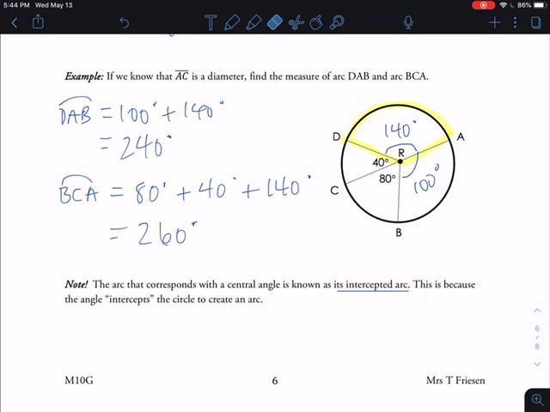That's a term that I'll be using in the future in our notes and probably when I'm talking too. The reason that it gets this name is because the angle intercepts the circle. You can imagine these arms of the angle intercepting the circle, and that's why it's called the intercepted arc, because it gets intercepted by the angle.